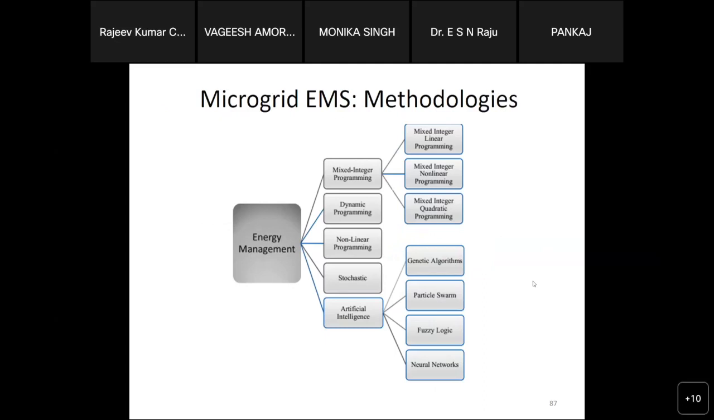Here I have given the different methodologies that can be utilized for the microgrid EMS. As we can see, we have mixed integer programming based, dynamic programming, nonlinear programming, stochastic method, and artificial intelligence. Under mixed integer, we have linear programming, nonlinear programming, and quadratic mixed integer programming. In artificial intelligence, we have many different AI techniques, like different meta-heuristic algorithms, genetic algorithm, particle swarm optimization, fuzzy logic, neural networks. Likewise, we can go for different methodologies based on our application, whichever is suitable.